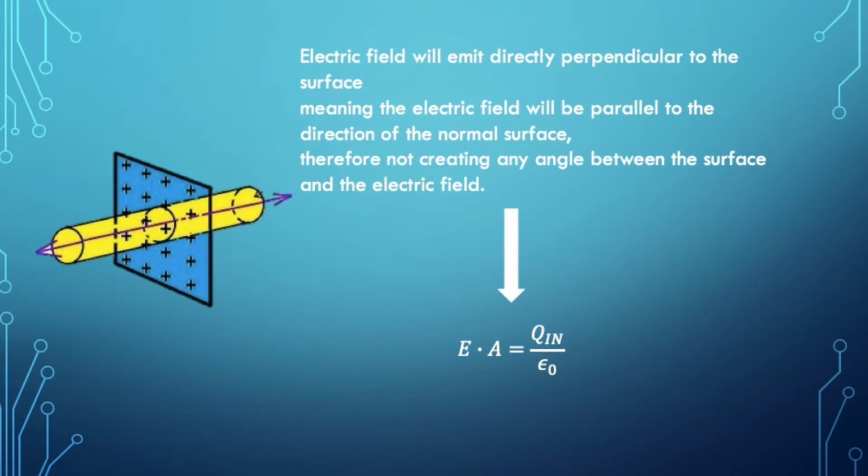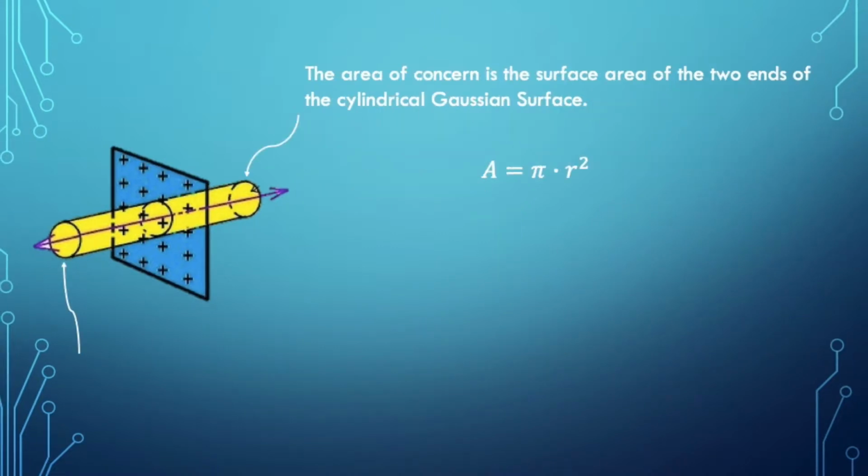The electric field will emit directly perpendicular to the ends of the circular surfaces. No flux is emitted through the curved surface due to the electric field lines being parallel to this surface. Therefore, the areas of concern are the two ends of the cylindrical Gaussian surface. To find this area, we simply use the formula for the area of a circle. Area equals pi r squared.